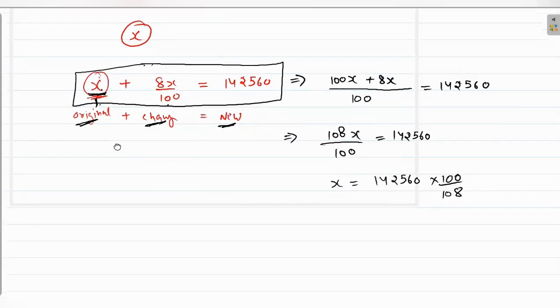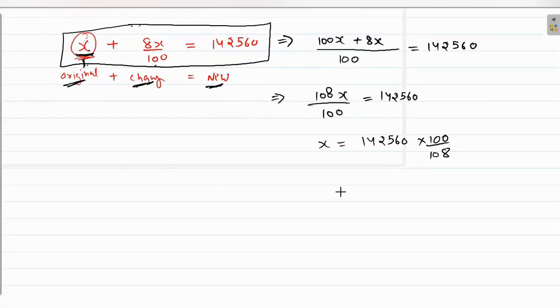So how are we going to solve it? Can we cut out something? 100 and 108, at what number? At 4, let's see. So 4 will cut out 100 to 25. 4 will cut out 108 at what? 4 twos are 8, and 20, then 20. 27.